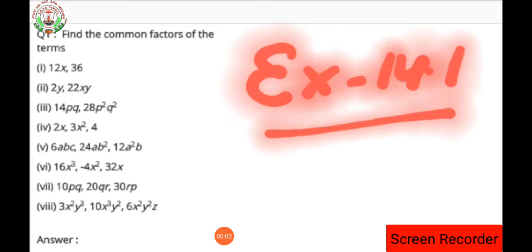Everyone, today we will have the revision of chapter number 14, factorization. The name of the chapter is factorization. So here is exercise 14.1. Question number 1 we will have as a revision. Here it is asked about the common factors.